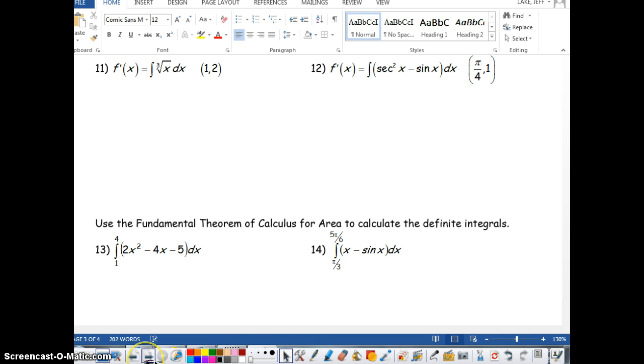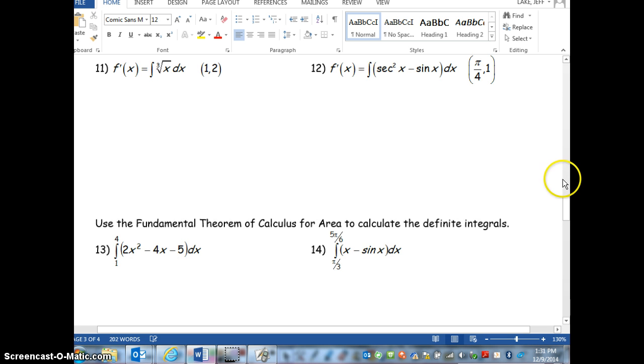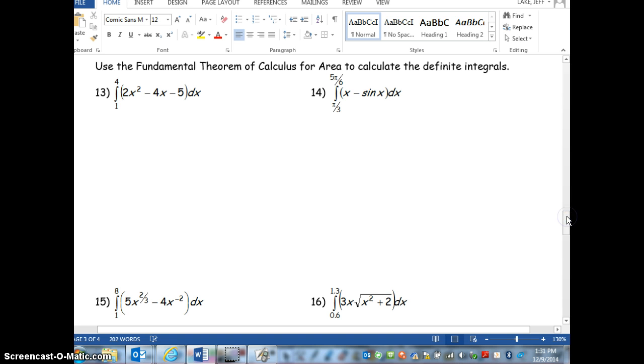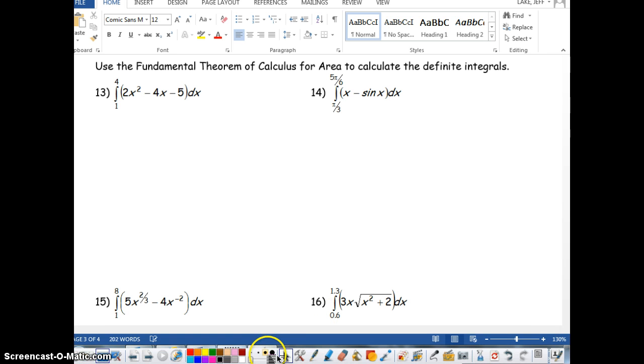All right, so now scrolling down for number 14. So 14 and 16 here, we're going to be using the fundamental theorem of calculus for area to calculate the definite integrals. So these are definite integrals because the bounds are defined. They're defined on the top and the bottom, so the lower bound and the upper bound.